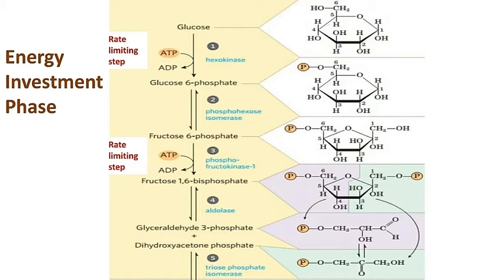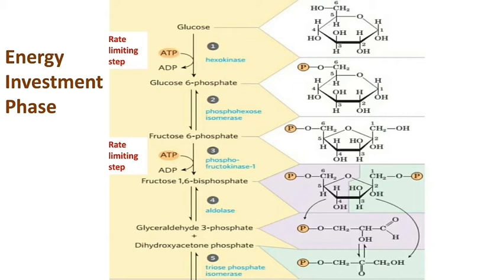Now in the third step the fructose 6-phosphate molecule is converted to fructose 1,6-bisphosphate, which is also a rate limiting step, and here also there is involvement of an ATP molecule, which gets converted to ADP, and it donates a phosphate group, or phosphorylates the molecule, by means of the enzyme phosphofructokinase 1, and it is also a rate limiting step.